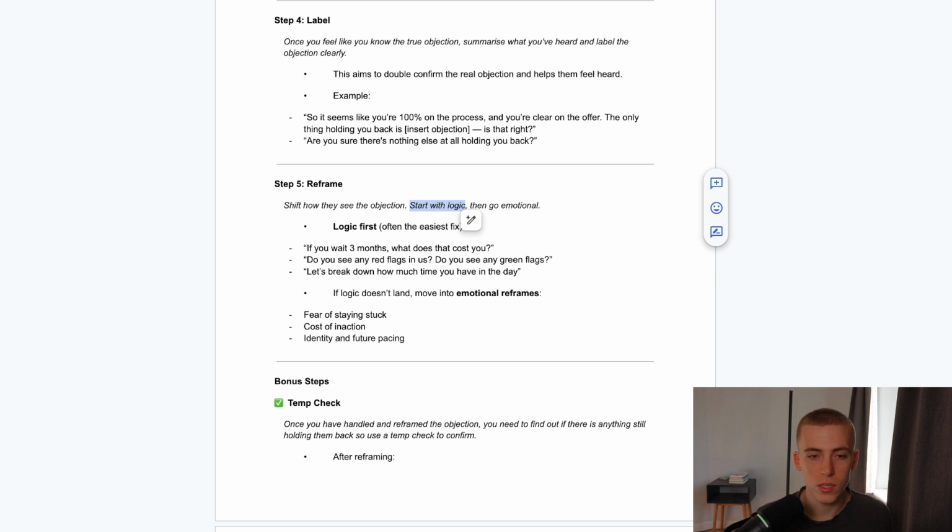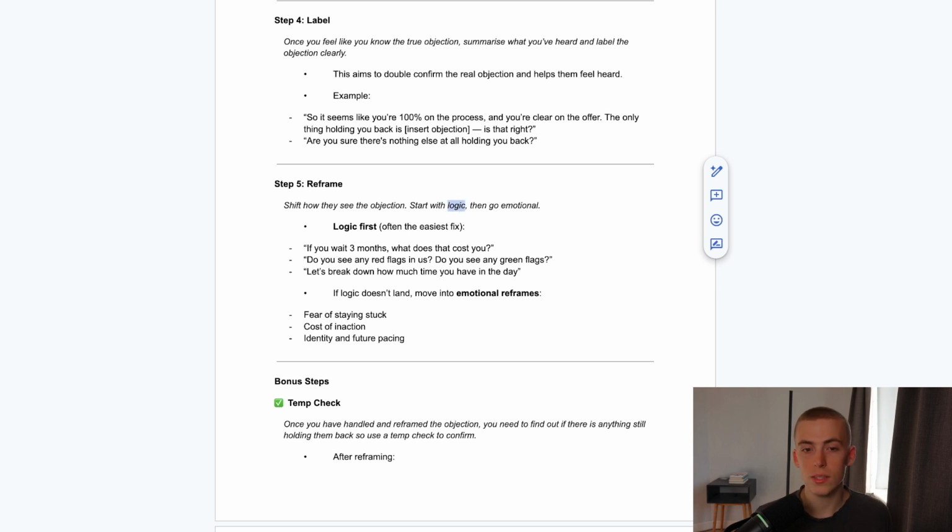For example, let's say someone says they don't have enough time to put into this, right? Or they don't have enough time to, I don't know, follow the program or keep up with the service, whatever. It's so much easier to literally break down the amount of time they have in the day and just point out how they can put an extra hour a day in versus going emotional and saying, is this important to you? And do you really want to commit to this? And going deep, right? So start with logic.